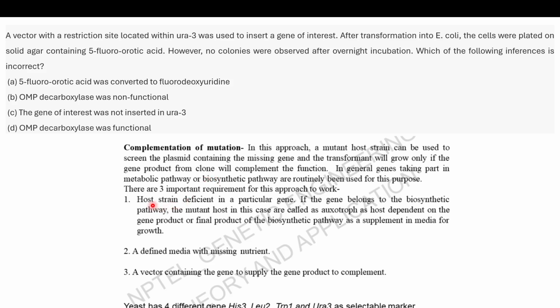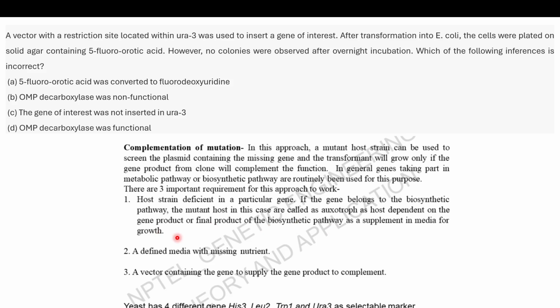So what you really need is a host strain into which you are putting your recombinant plasmid, and that host strain is usually deficient in a particular gene. Now, if the gene belongs to a biosynthetic pathway, the mutant host in this case is called an auxotroph, as the host is dependent on the gene product or final product of the biosynthetic pathway as a supplement in the media for growth.